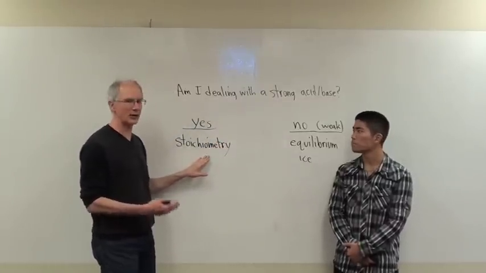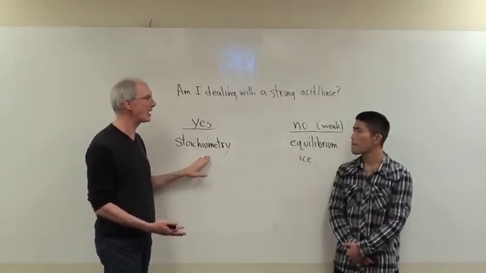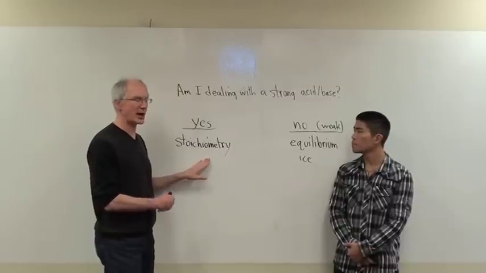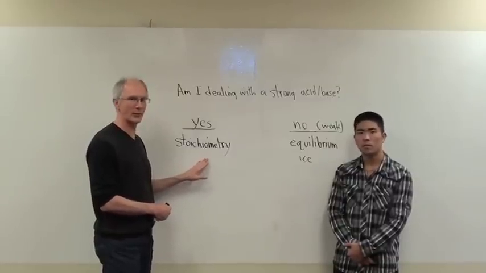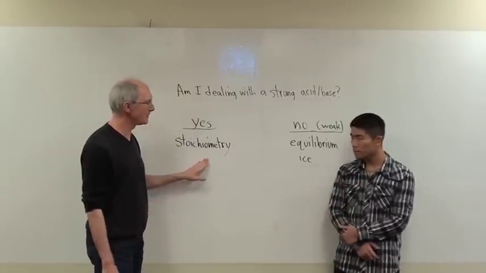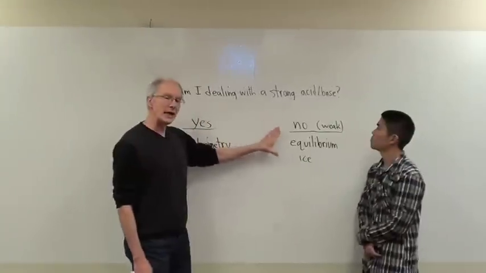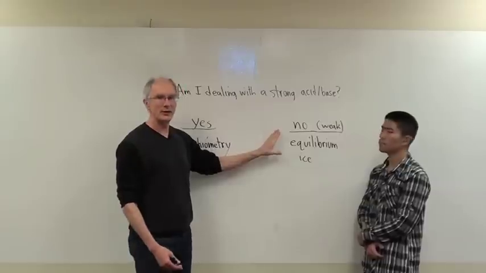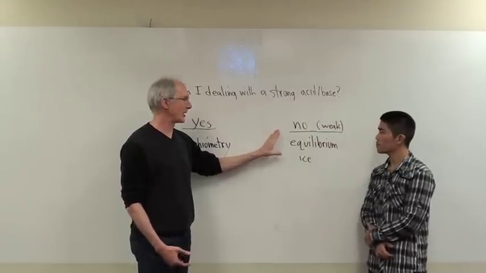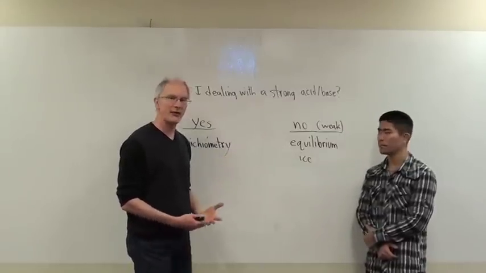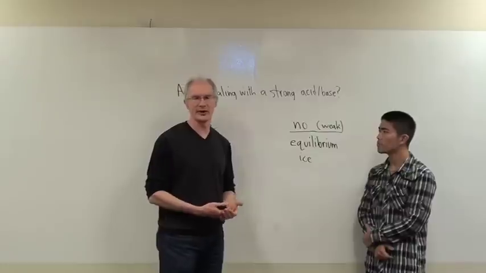You may have to calculate a pH or something like that at the end, but you get the H+ concentration through simple stoichiometry, directly from the reactants. If the answer is no, then you're dealing with a weak acid or a base. And in that case, you're going to get an equilibrium system.